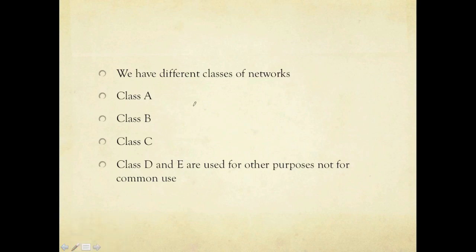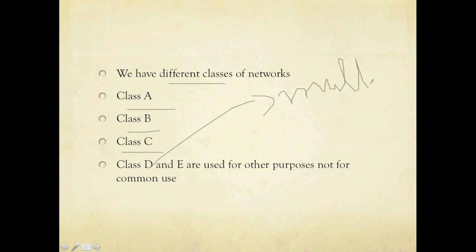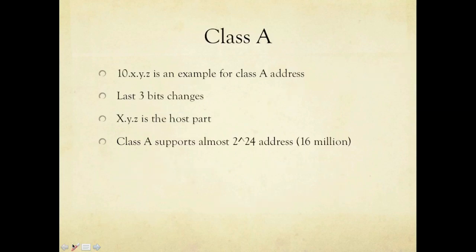We have different classes of IP addresses: class A, class B, and class C. Class D and class E are not for common use. Class D is mainly used for multicasting, with addresses like 224, which will be learned further. Class E is used for research purposes.